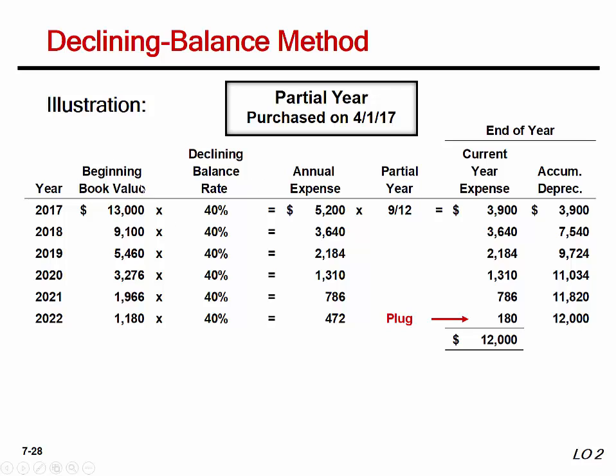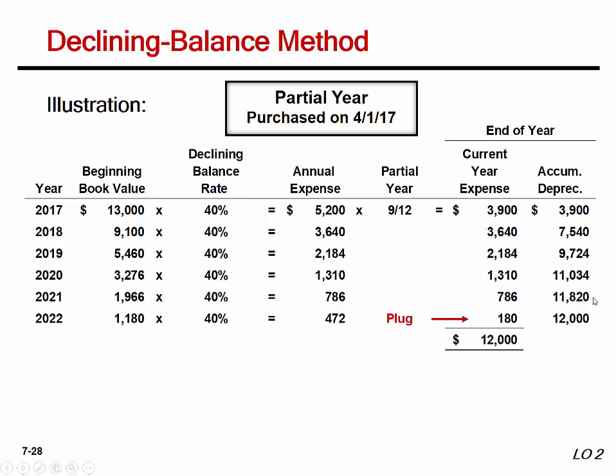You would still start out with beginning book value, which for day one, year one, is what you paid for it. 13,000 times 0.4 equals 5,200, but multiplying it times 0.75 would give us 3,900. Increase depreciation expense by 3,900. Increase accumulated depreciation by 3,900. And then you would calculate the book value and roll that column on over and get your book value of 9,100 and go through the process again.